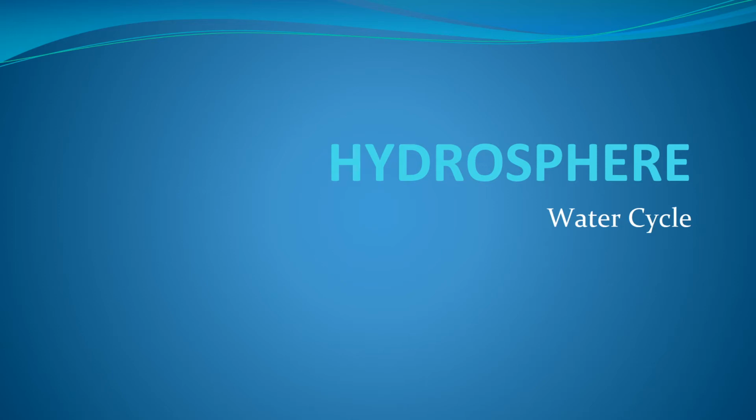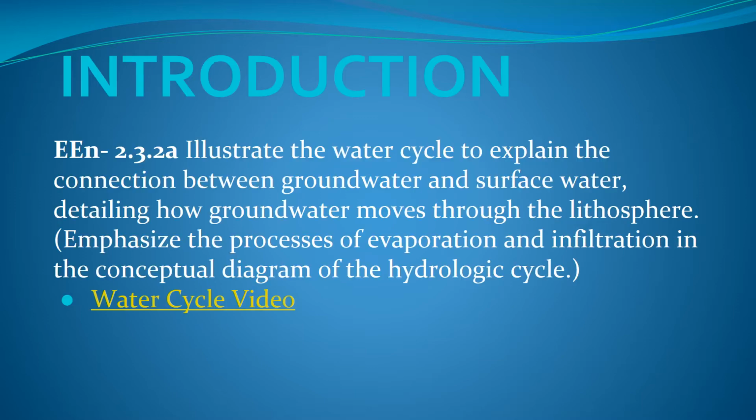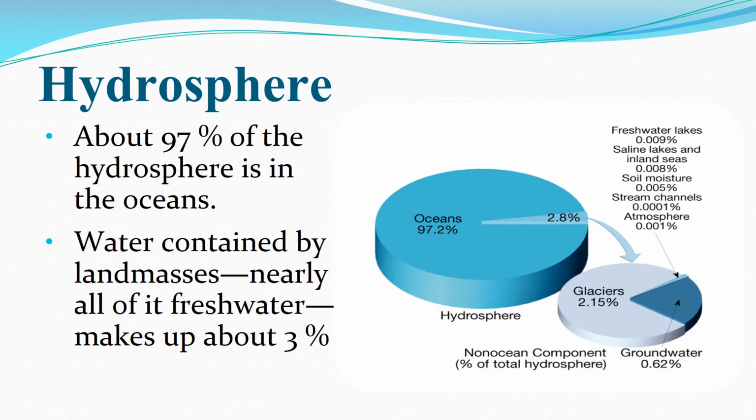Hello, everyone. We are doing the hydrosphere. Now, again, I'm just going to briefly go over the water cycle and surface water. So remember, 97% of the hydrosphere is oceans, 3% is fresh water.